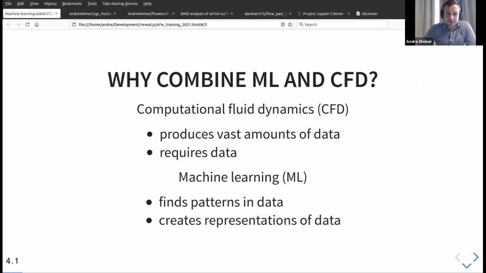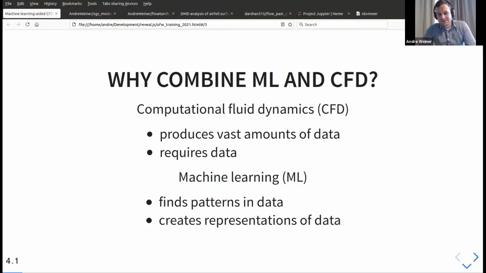Okay, so why should you consider combining machine learning and computational fluid dynamics? Well, first of all, computational fluid dynamics produces massive amounts of data nowadays. If you consider a modern LES simulation at high Reynolds number, such a simulation will produce data on the order of hundreds or thousands of terabytes. And it becomes harder and harder to generate valuable information out of that massive amount of data.